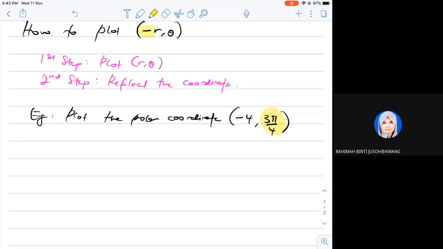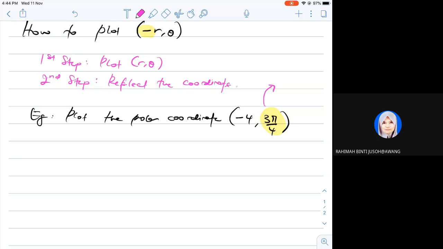3 pi over 4, how many degrees? If you want to convert into degrees, how do you convert actually, guys? 270? 135, yes, 135 degrees. It's okay, I don't mind if you answer me wrong. Don't worry, I'm happy if you respond to me. Kalau salah tak apa, saya tak kisah.